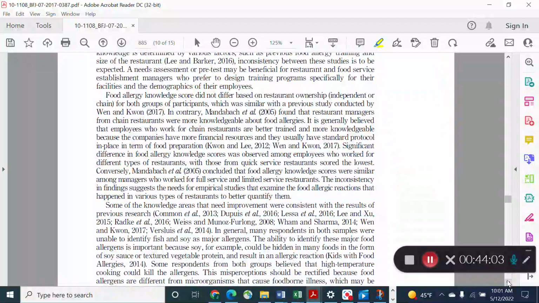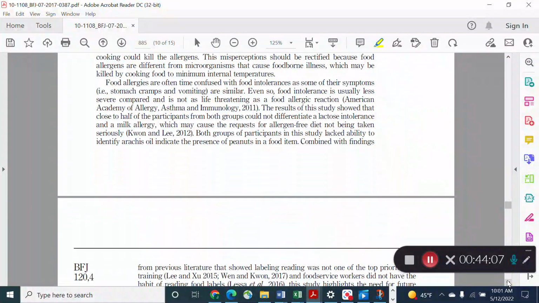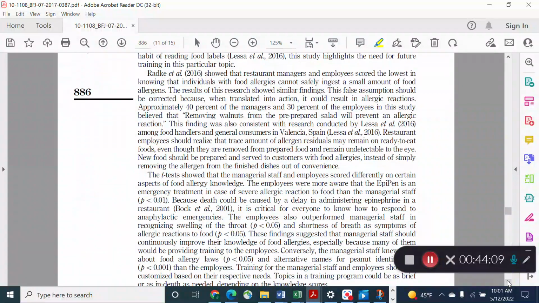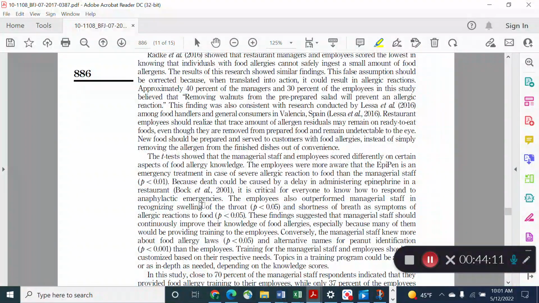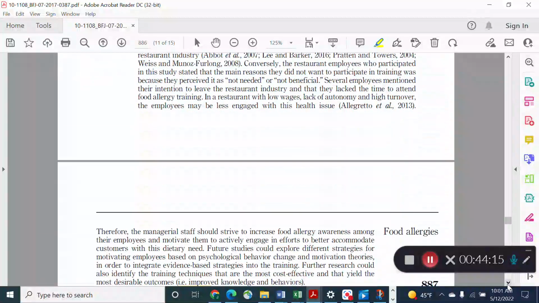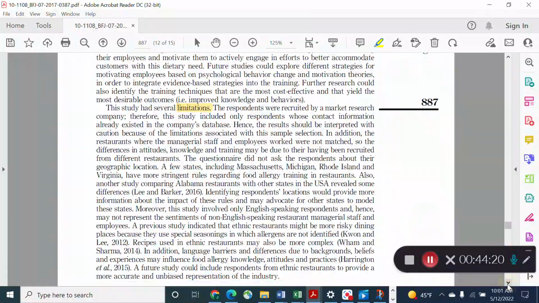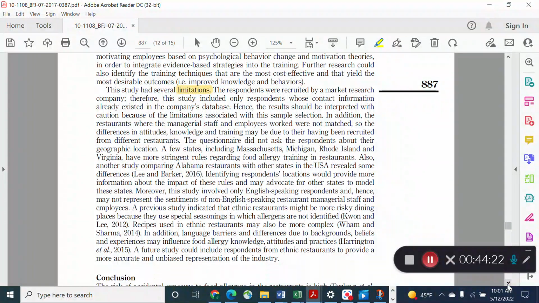I do want to scroll down so I can get through this article, because the authors do talk. Here's our t-test information. Again, a little bit of a reiteration about what they found. Let's come on down, because the authors here do talk about their limitations. So remember, limitations are the weaknesses of the study, and they talk about them.